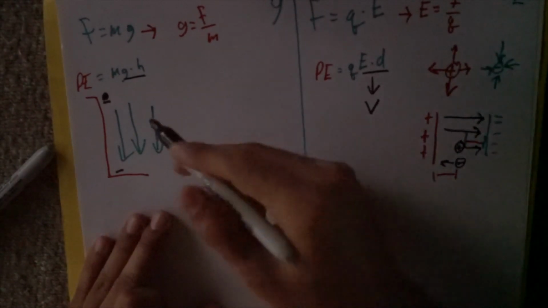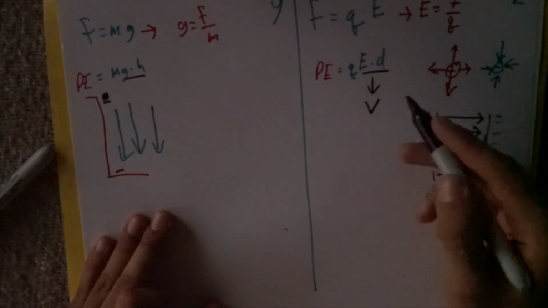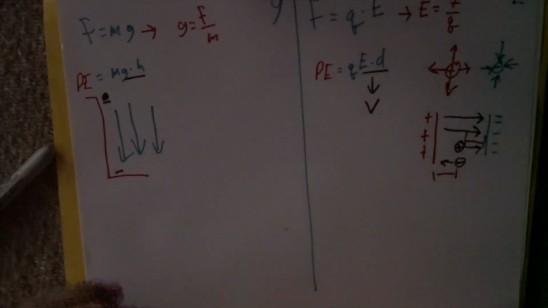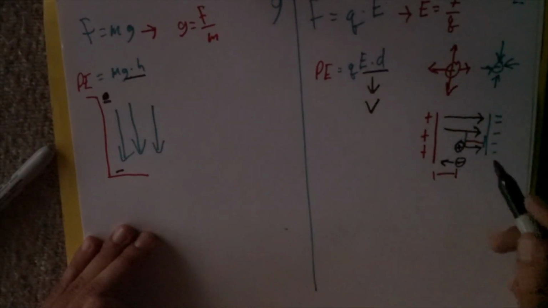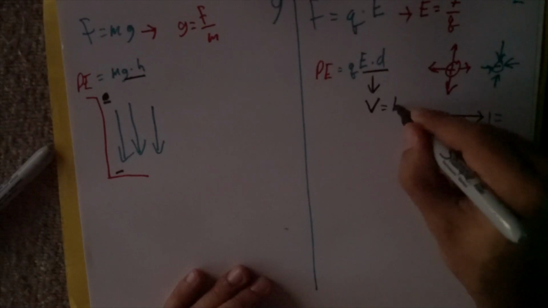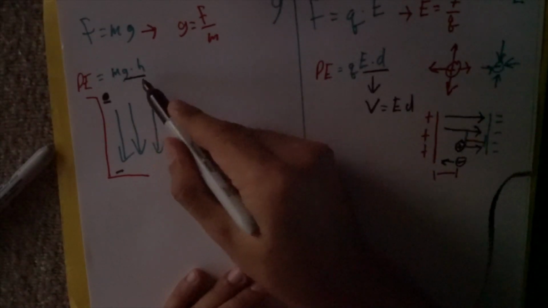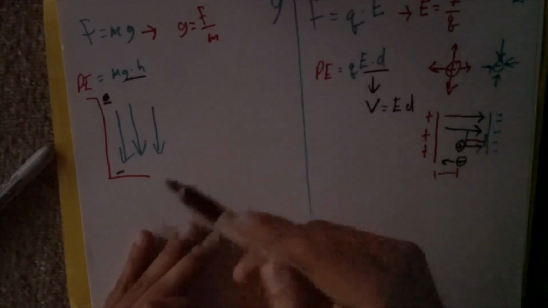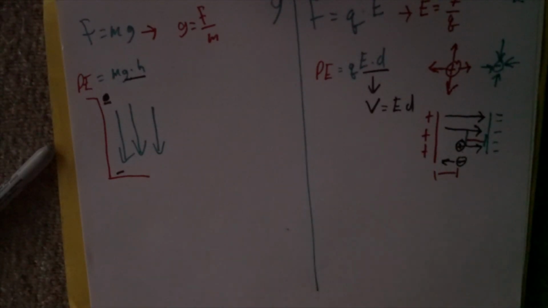So this is dependent not on the mass, not on the charge, but on the field and the distance that it can move. So from here to here, from here to here. Now, this is what we call V, which is electric potential, which is measured in volts. So remember, V equals E times D, and this could be the gravitational potential. However, we don't normally look at it that way. We just think of height. Hopefully that helps you out.